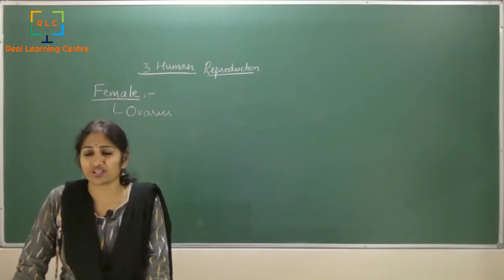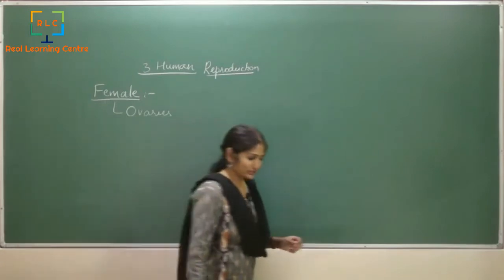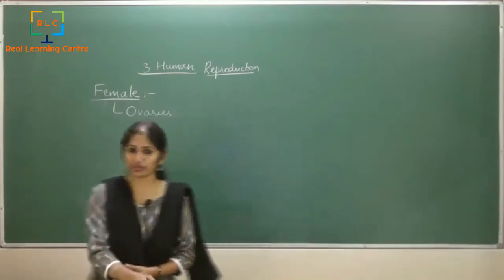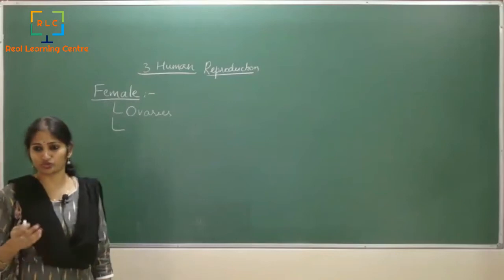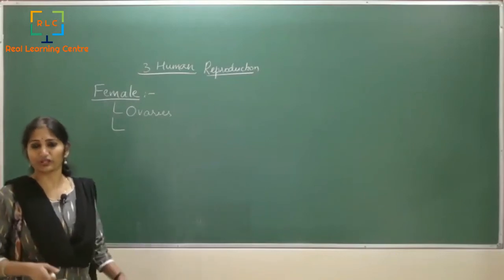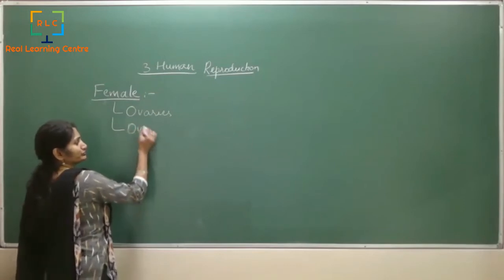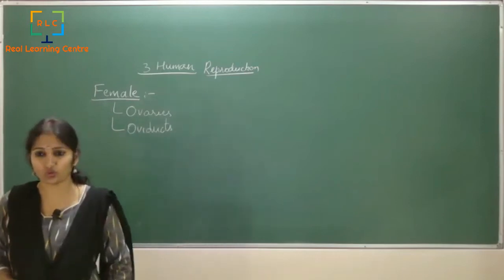Now, why we say that it is very important is because it is at this place that the eggs are actually formed. Okay, so ovaries are important parts, of which there are two, a pair of ovaries, along with a pair of one more important part, which is called the oviducts.